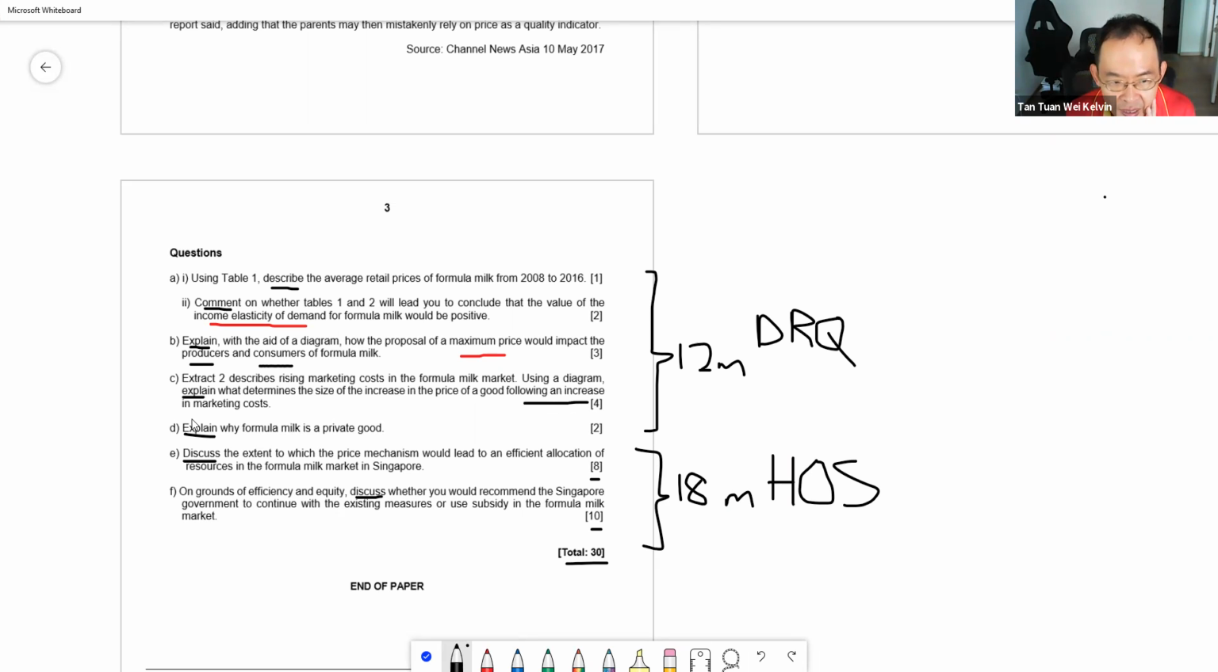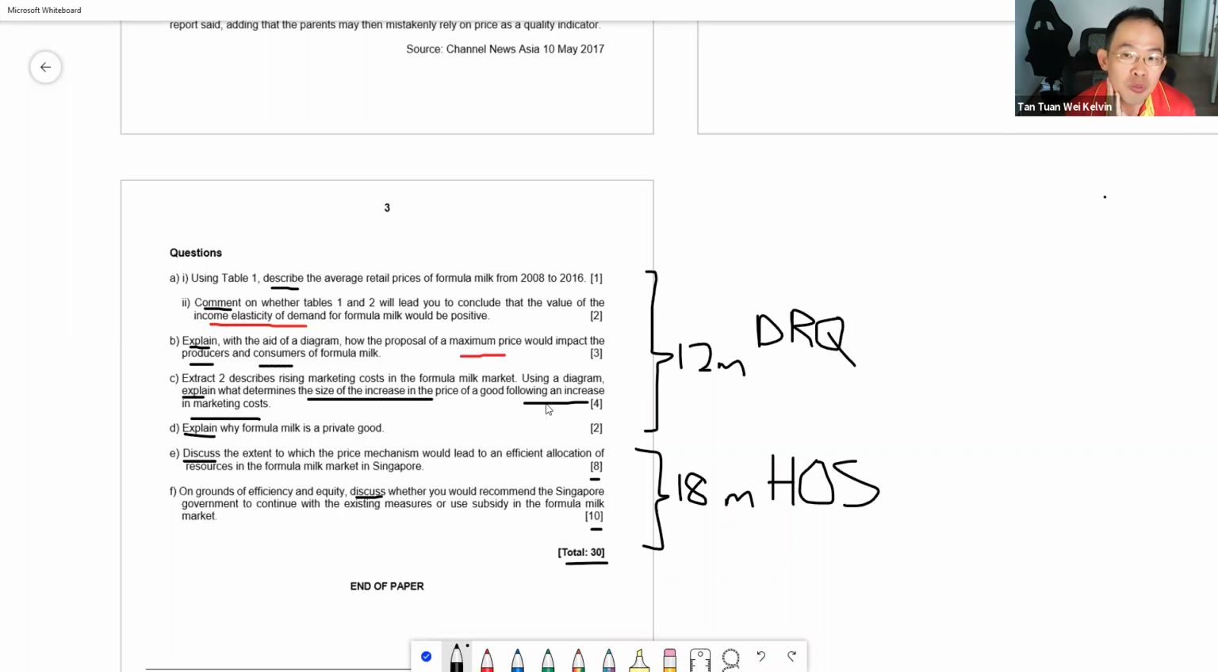You are told that there's an increase in marketing costs. They are interested in asking you, following an increase in marketing costs, what happens to the price? What determines the increase in the price? As I said from your TA2, most of you are able to recognize that when there's an increase in the cost of production, you shift supply to the left. Okay, supply to the left.